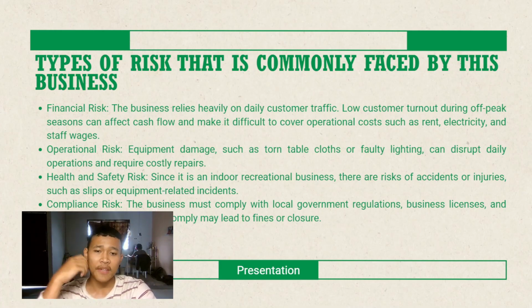Next, the operational risk. The owner mentioned that equipment damage like torn tablecloths, broken cues, or faulty lighting can disrupt daily operations. These issues not only affect customer satisfaction but also require costly repairs or replacements.